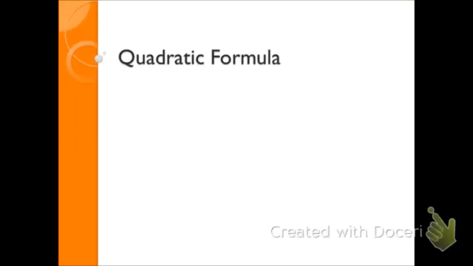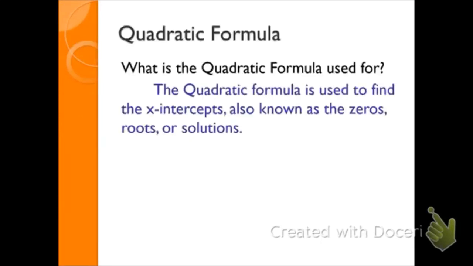Hello class, it's Mrs. Mondragon here, and today we are going to be going over the quadratic formula. Before we begin, let's write down the quadratic formula. Our quadratic formula is x equals -b plus or minus the square root of b squared minus 4ac all over 2a. And don't worry, it's not as scary as it looks, okay? So let's begin.